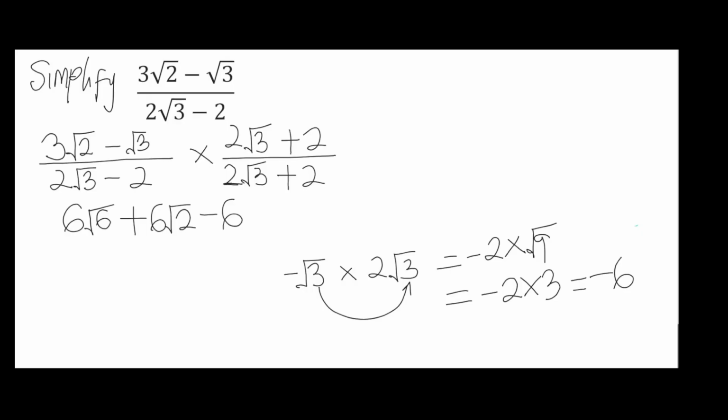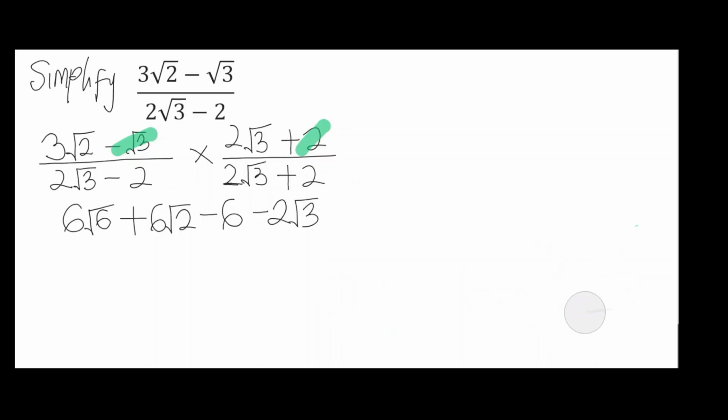Now we have negative root 3 multiplied by 2, and that should give us minus 2 root 3. Now let's write that down: minus 2 root 3. Since you have been able to get that done, we need to look into the denominator part too.